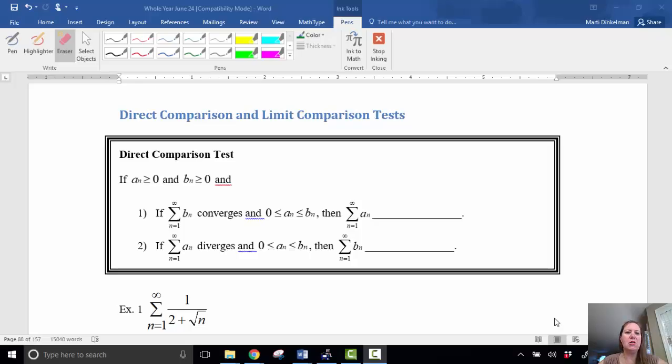Hi everybody, this is Mrs. Dinkelman and we're in Unit 10 talking about the series test. And today the two tests we're talking about are both comparison tests. One's direct comparison and one's limit comparison. We've done the direct comparison test.